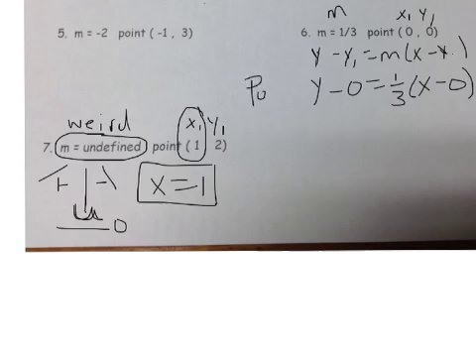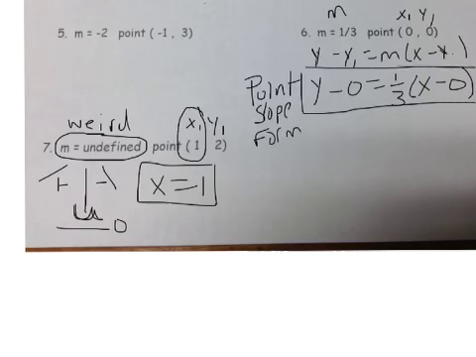This right here is known as point slope form. So if anyone ever asks you to leave it in point slope form, you would leave it in this step right here with the parentheses, with the subtraction and everything.